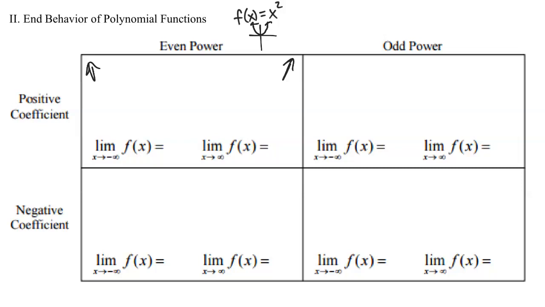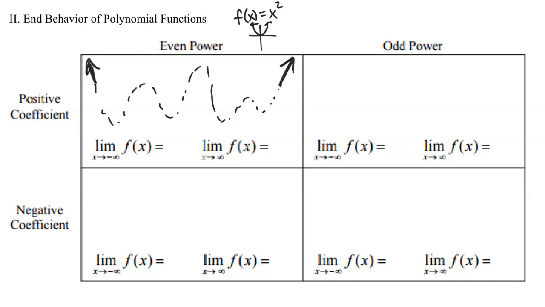And then what happens in between the ends kind of just depends on what the function looks like, as far as how many terms there are and what the actual degree of it is. And so that's why I just kind of draw a sketch in the middle here. But I know that at the ends, we're going to be going up on the left and up on the right.